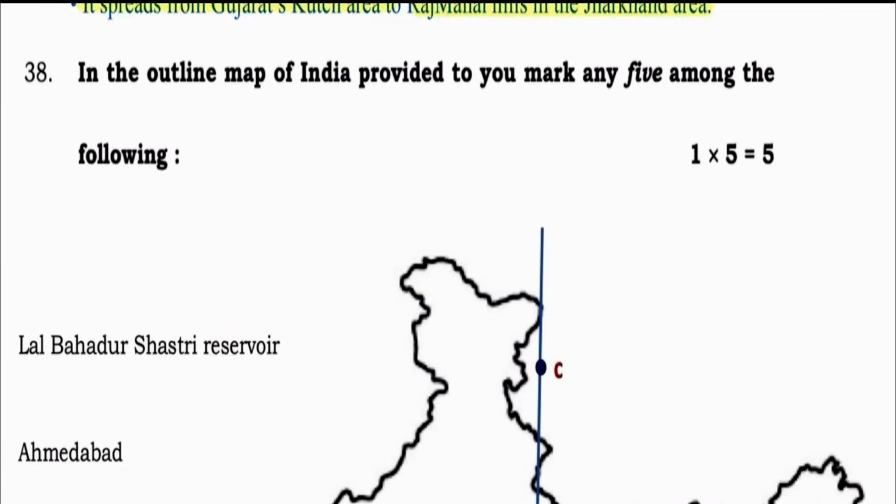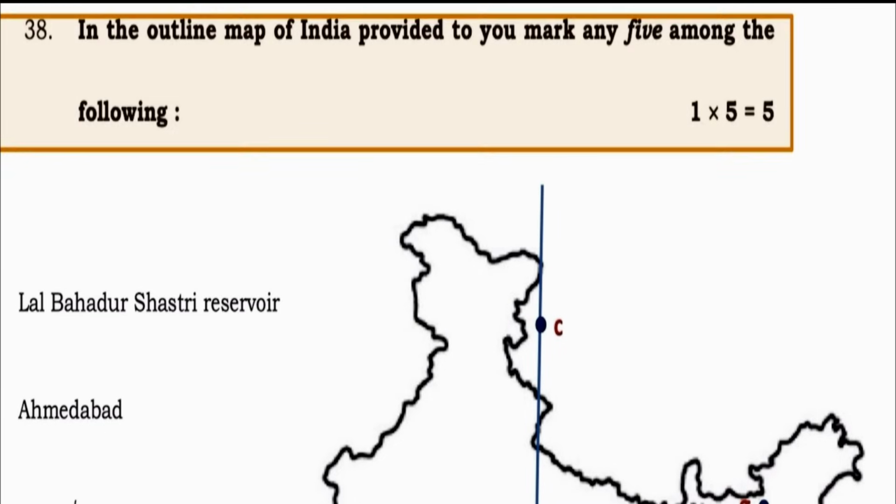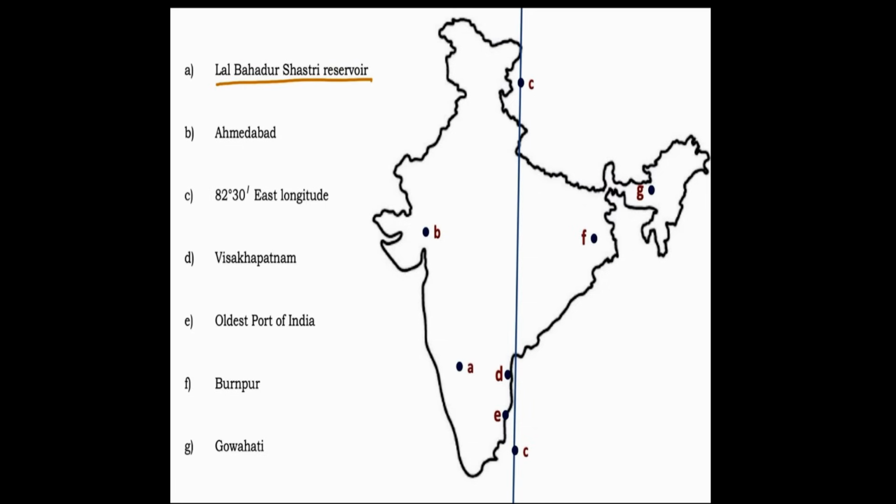Let's go to the last question. In the outline map of India provided to you, mark any 5 among the following. First, Lal Bahadur Shastri Reservoir, here at point A. Next, Ahmedabad, point B. Next, the east longitude, this line is given here. Next, Visakhapatnam, D. Next, E, the oldest port of India, below Visakhapatnam. Next, Banpur, here, and last is Guwahati.